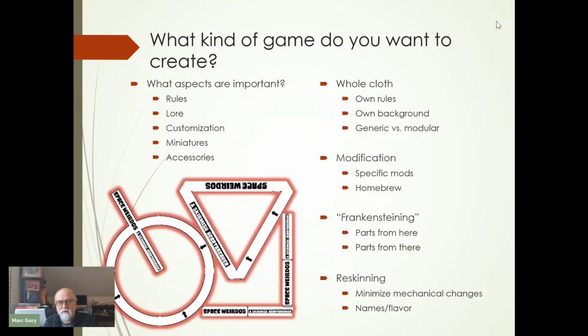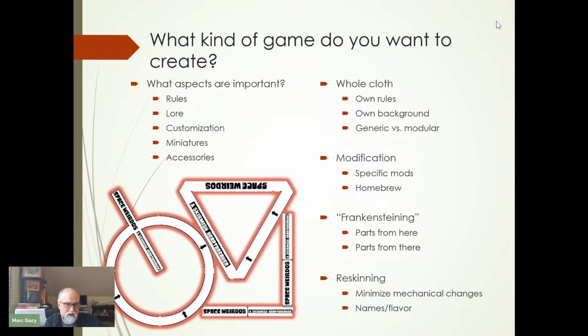Modification, like homebrew, is the most common kind of modification. I'm just making a change. I don't like that rule, I have to change it. But a more structured way is to do some specific modifications, like adding a whole new piece that gives you some kind of flavor that you're looking for. And then Frankensteining is really parts from here and parts from there. What differentiates that from modification or whole cloth is that you're not creating these new mechanisms.